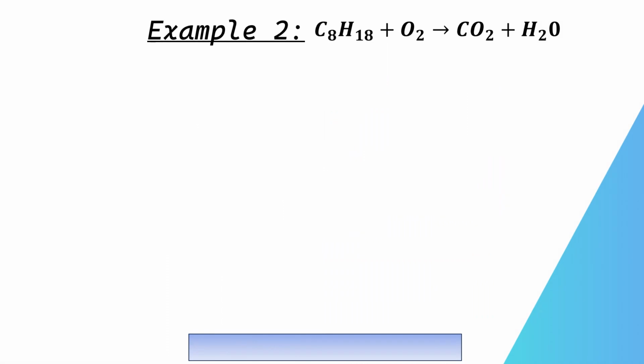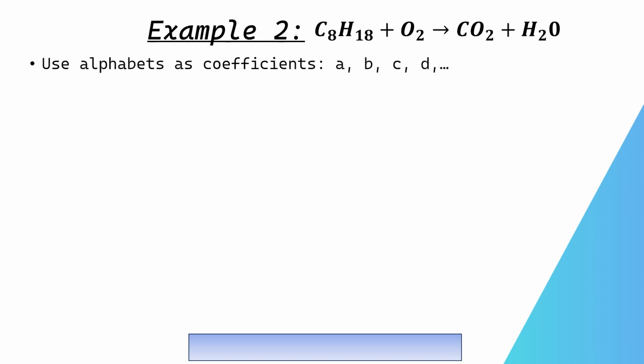C8H18 plus O2 going into CO2 plus H2O. This is a combustion reaction. So how do we do it? The same thing. Use alphabets as coefficients. A, B, C, D. You use up to the number of reactants and products present. So here we have in total 4. We place the alphabets in front of each of them. So A, then B, then C, then D.